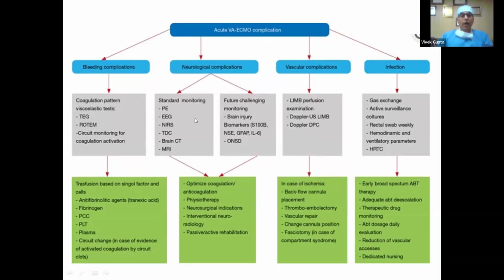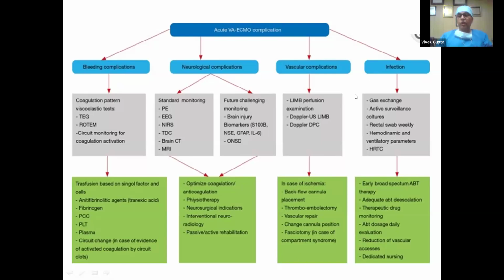Neurological problems, you do the standard monitoring, and if there is a brain injury, you look for the biomarkers and optimize coagulation. Make sure that if there is any neurological intervention required, or you require a rehabilitation. Vascular complications, limb perfusion, you do a Doppler, and in case of ischemia, you put a reverse cannula through the posterior tibial artery, and if there is a thrombus, you do an embolectomy and do a vascular repair.